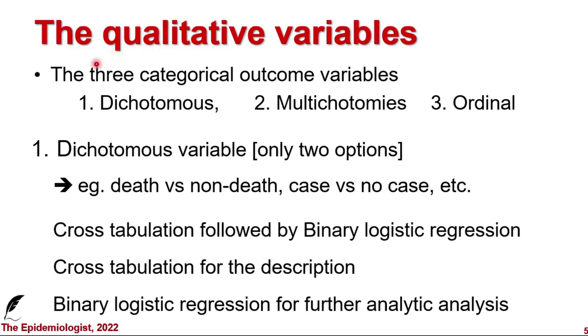Here, we give more emphasis to the outcome variable. The 3 possible categorical outcome variables could be, 1. When the outcome variable is dichotomous or binary. The second is when the outcome variable is multichotomous, multinomial, or has 3 or more options. The third is when the outcome is of the ordinal form, that is, when it has order between the possible options. It usually has 3 or more ordered options.